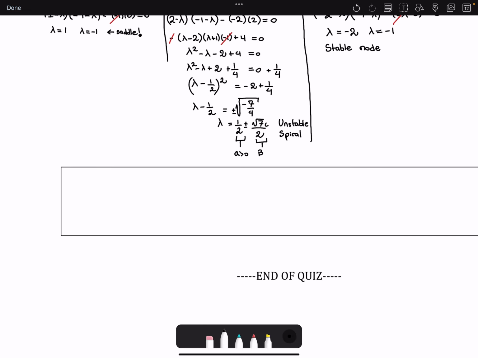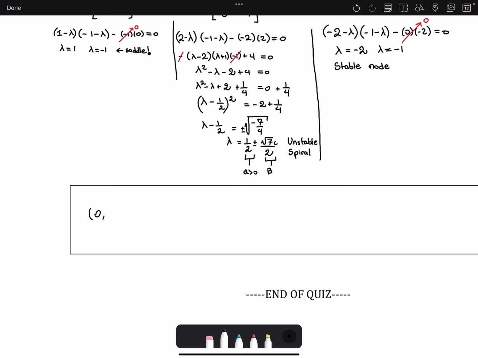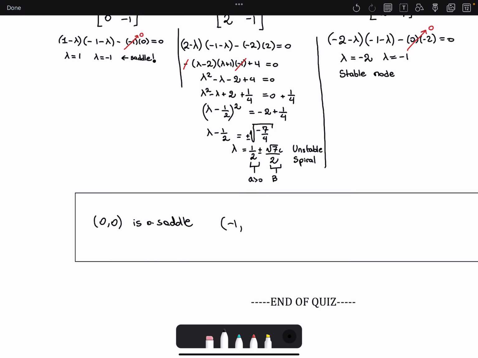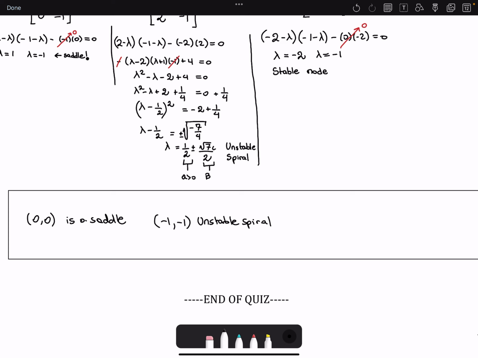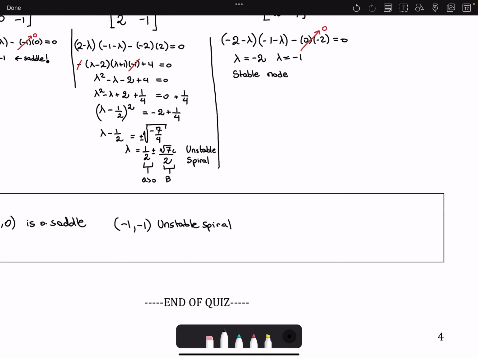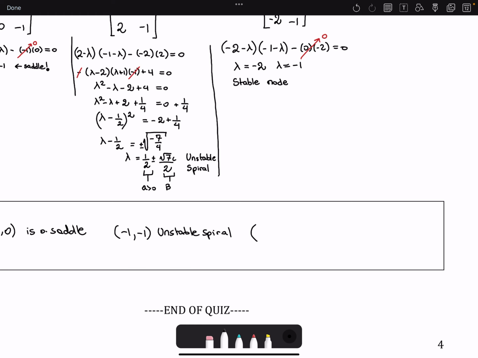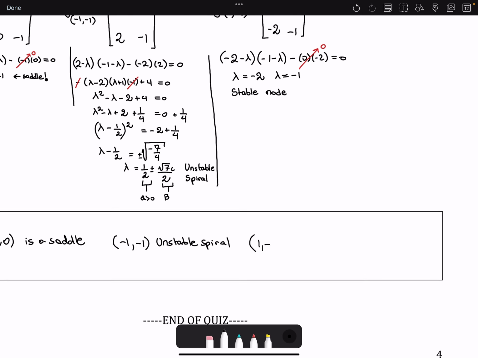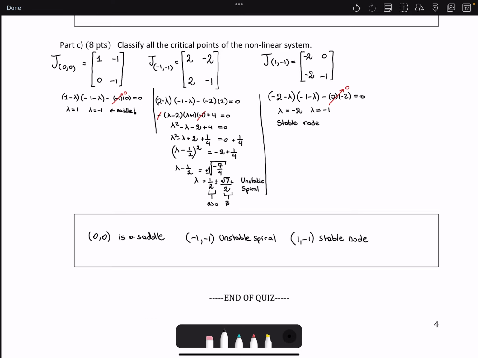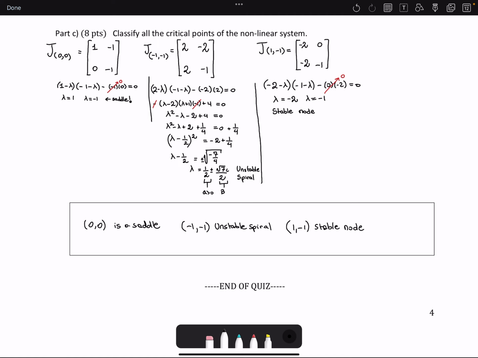So now we can classify them. We can say 0, 0 is a saddle. Then -1, -1 is an unstable spiral because it's got that imaginary part and the real part is greater than 0. And the last one, 1, -1, is a stable node. Now I'll show you real quick how you can do this very fast in MATLAB, and I'll see you there.